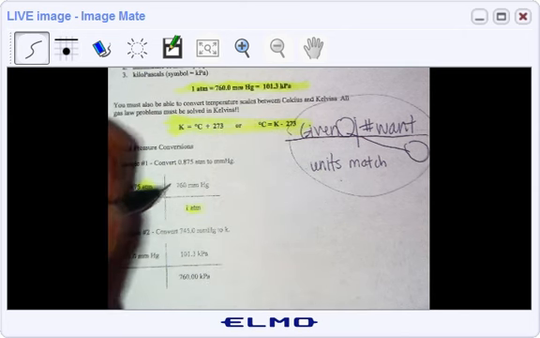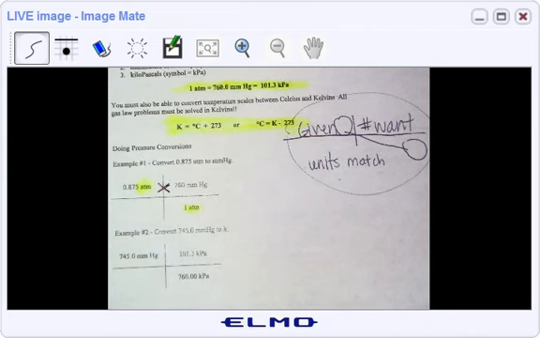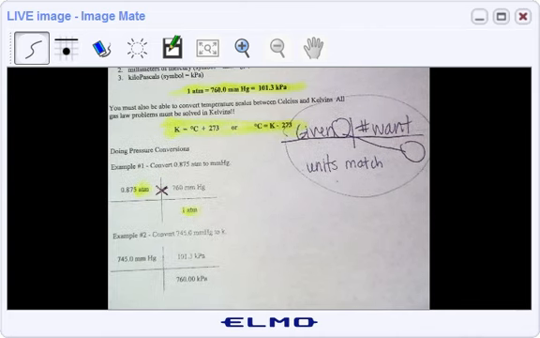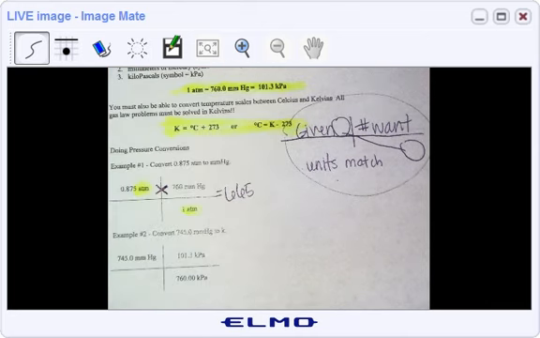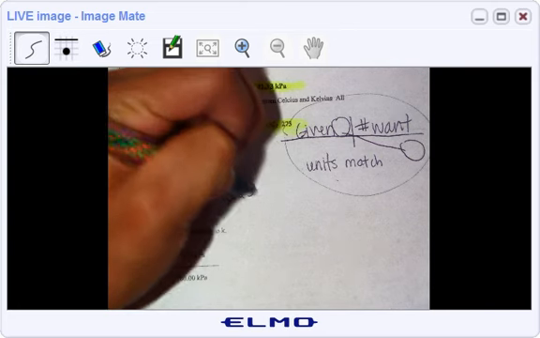If anything side to side, you multiply. So after you multiply those two, it's going to equal 665, and don't forget what you converted it to, mmHg.